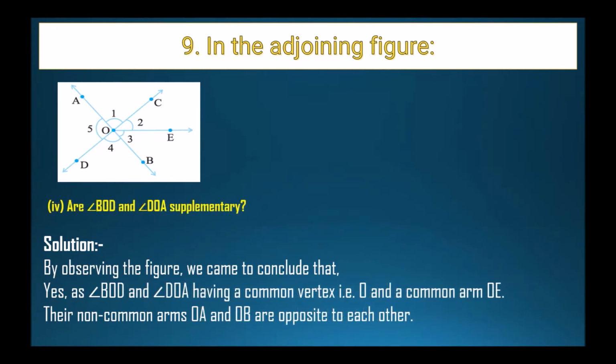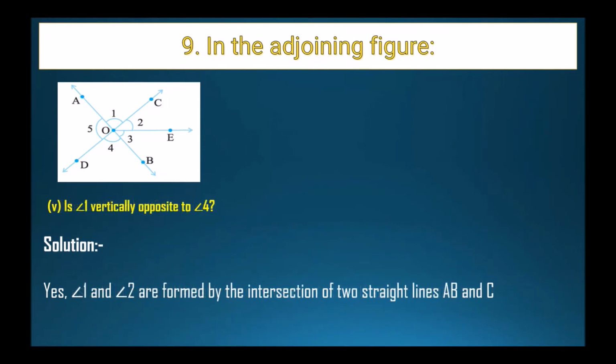Are angle BOD and angle DOA supplementary? Yes, angle BOD and angle DOA have a common vertex O and a common arm OE. Their non-common arms OA and OB are opposite to each other. Is angle 1 vertically opposite to angle 4? Yes, angle 1 and angle 4 are formed by the intersection of two straight lines AB and CD.